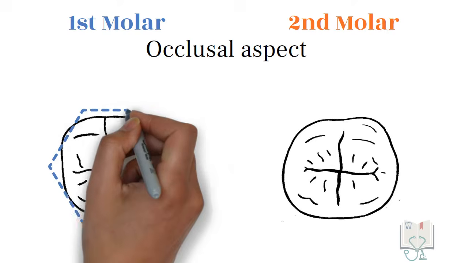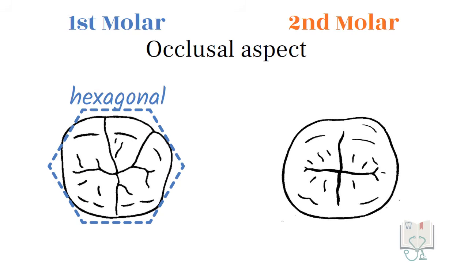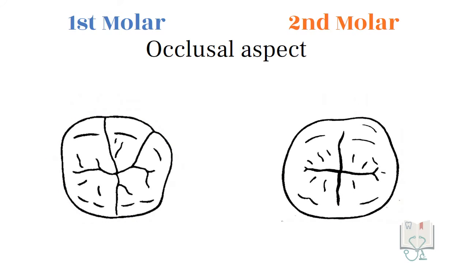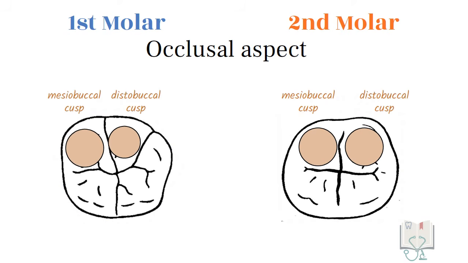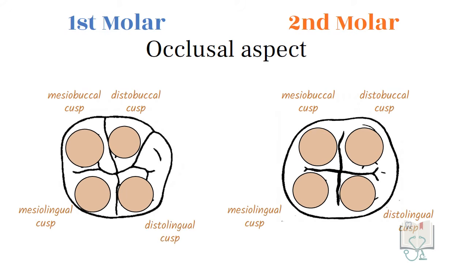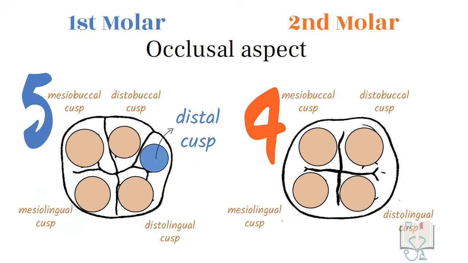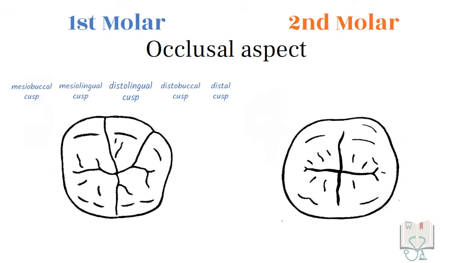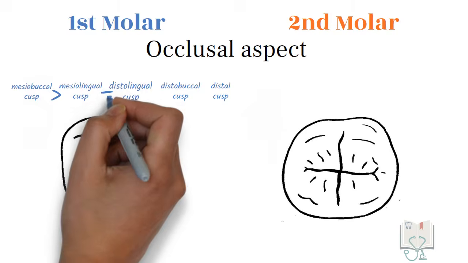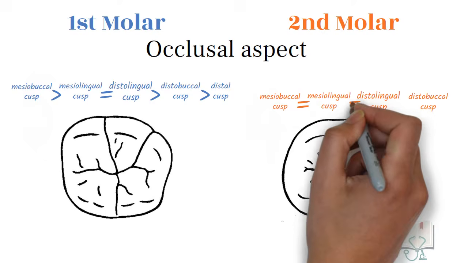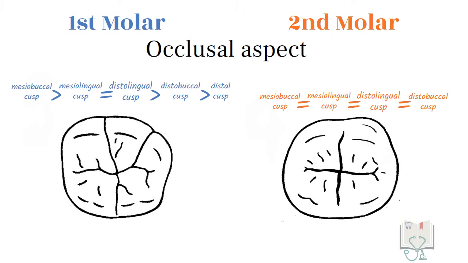In first molar, the outline form is hexagonal, whereas in second molar, the outline form is rectangular. All cusps can be seen: mesiobuccal cusp, distobuccal cusp, mesiolingual cusp and distolingual cusp. In second molar, 4 cusps, and in first molar, an additional distal cusp which makes 5 cusps. In first molar, the mesiobuccal cusp is the largest and distal cusp is the smallest, whereas in second molar, all cusps are almost of equal size.